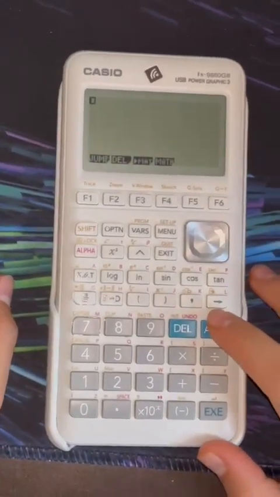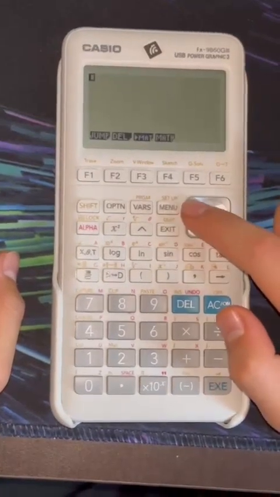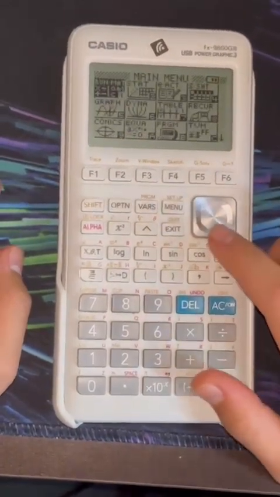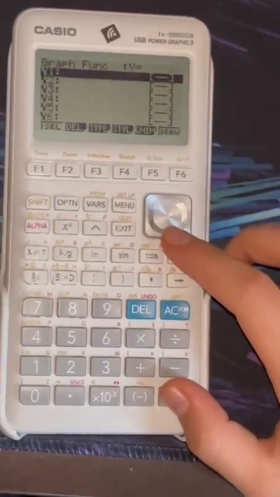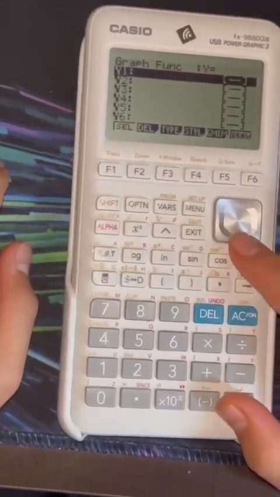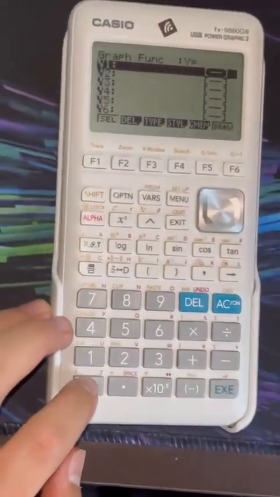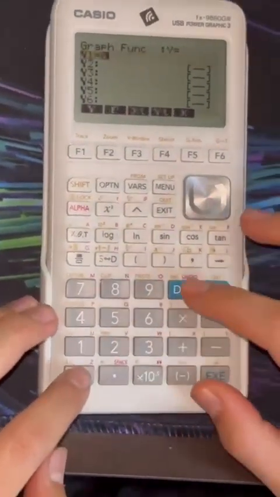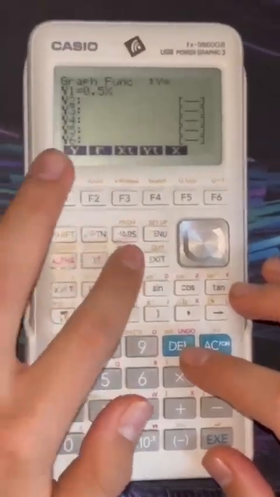Well, first we start by turning on the calculator, then we push the button menu and we go to graph. That is the number 5. Now we can see different situations there, but we're going to choose J1.